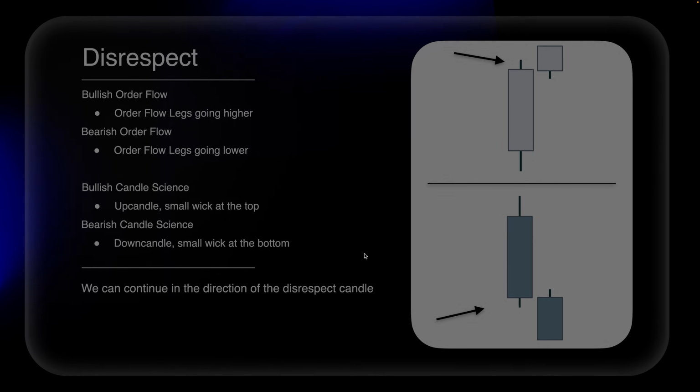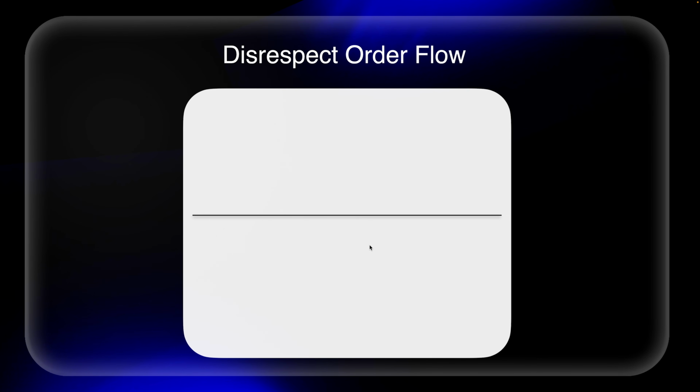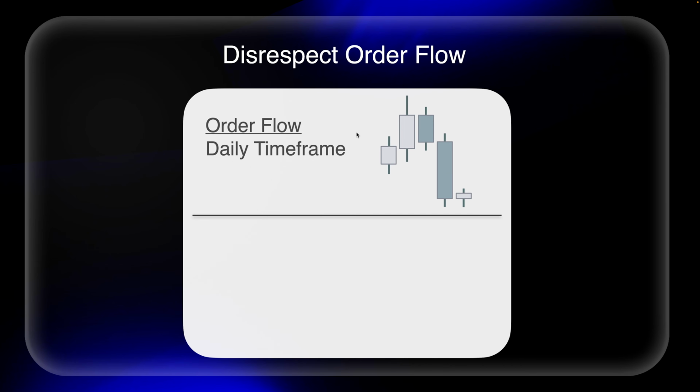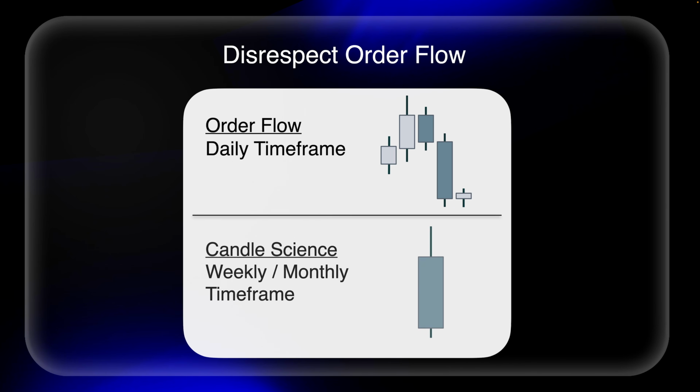Now, let's save that for later because that's something we will dive into later on in this series. So we understand the disrespect candle. It's quite straightforward in my opinion. This is what, again, disrespect order flow looks like right here. On the daily time frame, might be bearish order flow lag right there. If you go up time frames, it turns into a disrespect candle continuing lower.